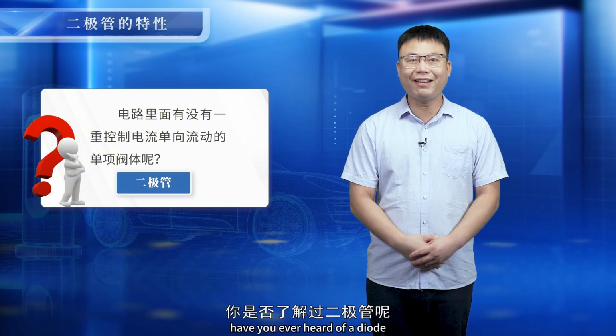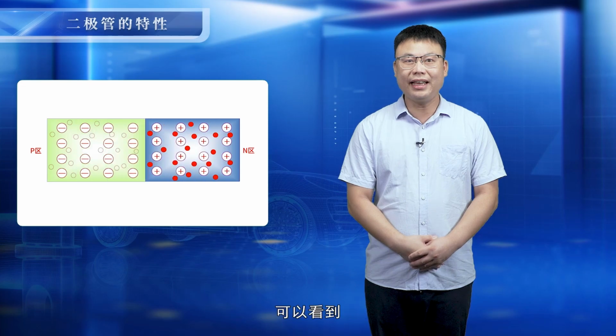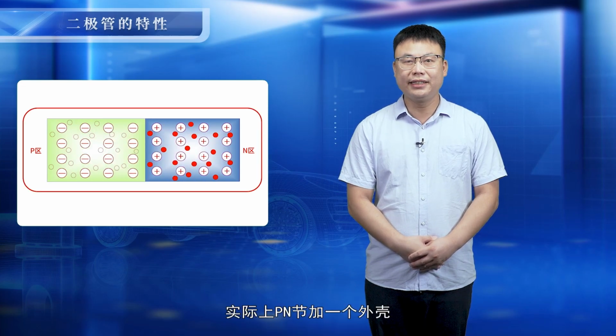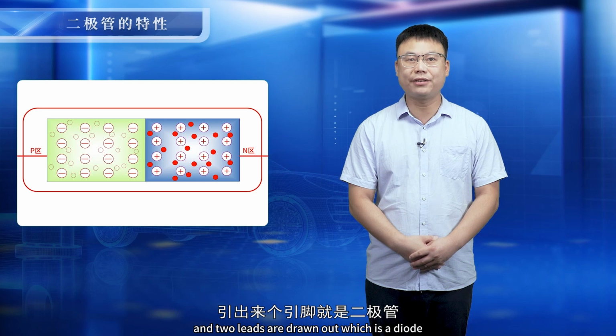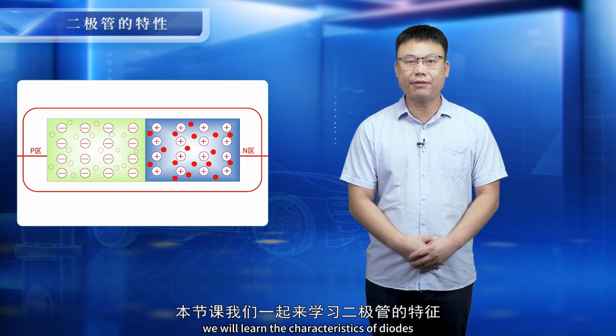Have you ever heard of a diode? Please watch this video. You can see that in fact a p-n junction with a shell and two leads drawn out is a diode. In this class, we will learn the characteristics of diodes.